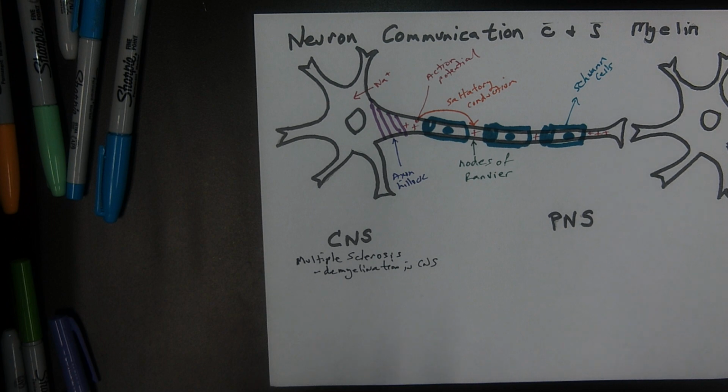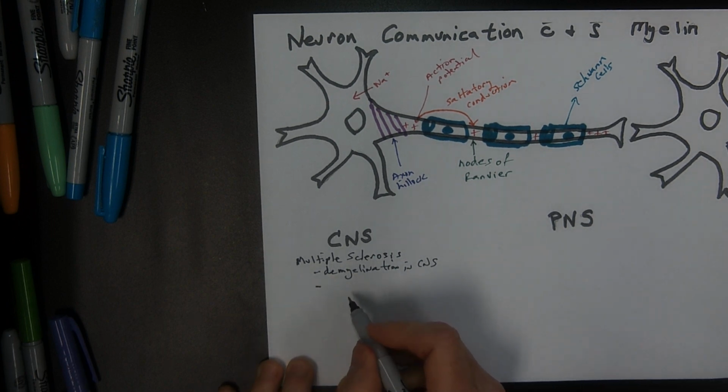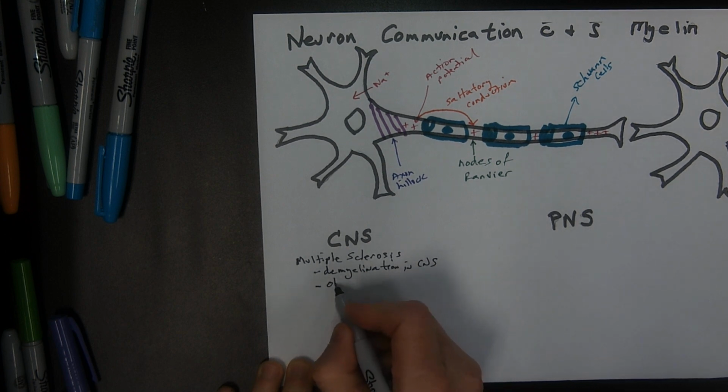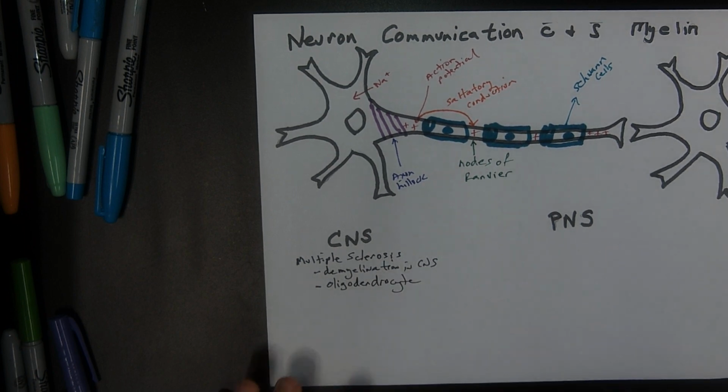The target cell here, because it's in the CNS, what's the target cell that's affected? The oligodendrocyte, right. Oligodendrocytes are affected in multiple sclerosis. And the problem with multiple sclerosis is that the signs and symptoms are really variable from one patient to another. And oftentimes they're more symptoms than signs.